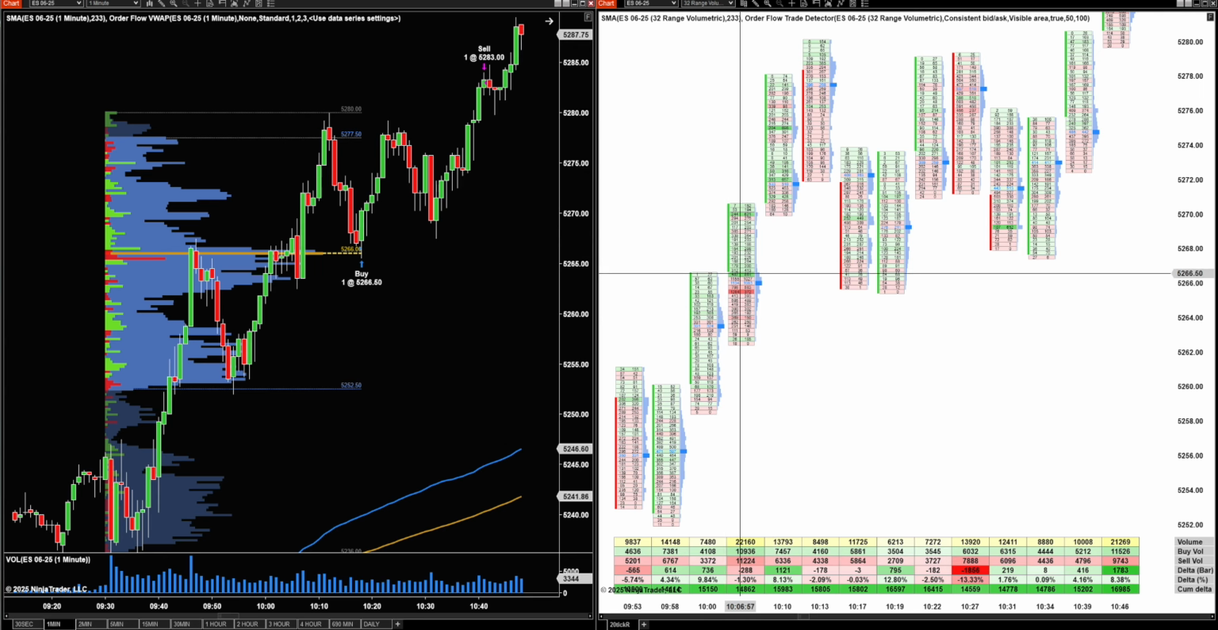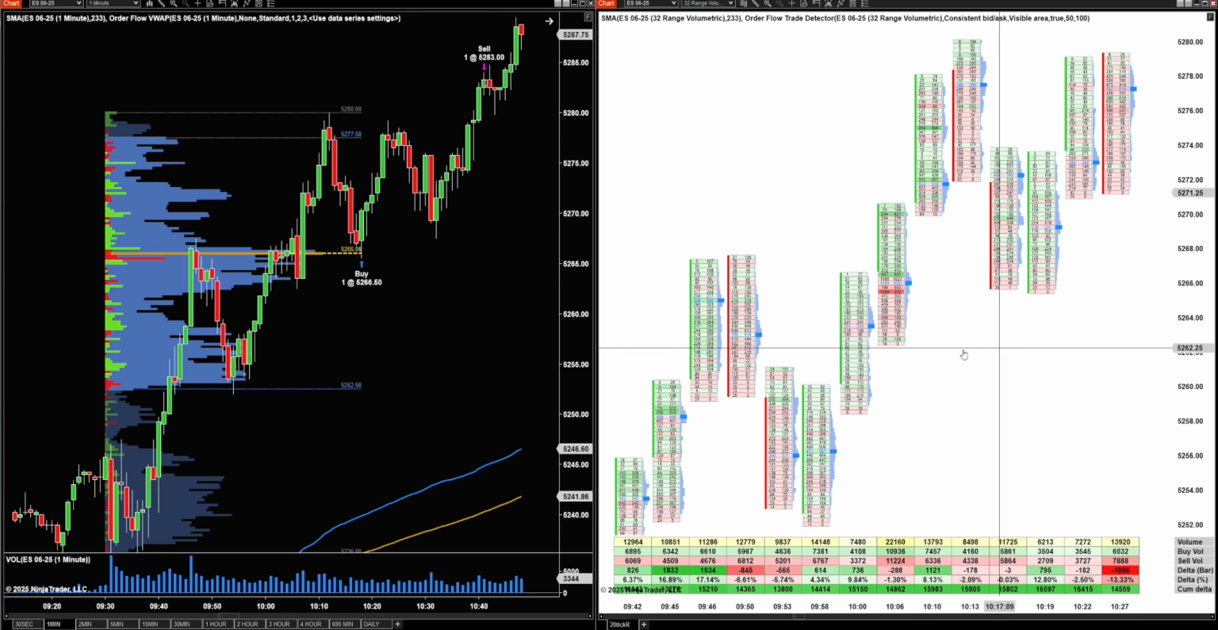Now you can see this large volume node on the footprint chart. This is a 32 tick range footprint chart. That's what I've been using recently on the ES. Essentially, each of these bars shows you 32 ticks of price movement, so there's 8 points in a single bar. These are not time-based bars, and these are not volume-based bars. This is just price movement. As you can see, each bar that shows up is exactly the same size.